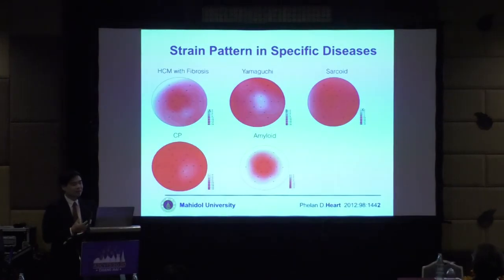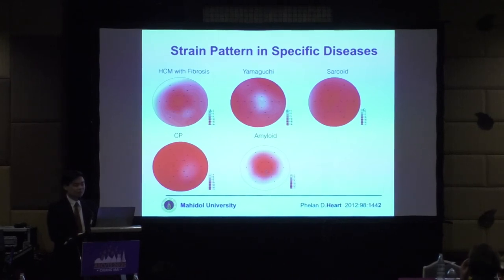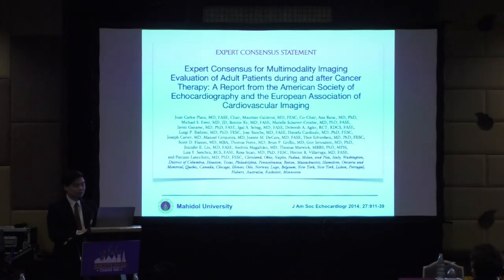Also, the strain pattern can be useful in identifying specific patterns of disease like Yamaguchi syndrome or apical HCM, which is quite prevalent in Asian populations. And we found that there is a drop in the strain at the apical part, while sarcoidosis mainly involves the septum, constriction mainly involves the inferolateral wall, and amyloidosis mainly involves the base, which is the apical sparing pattern.